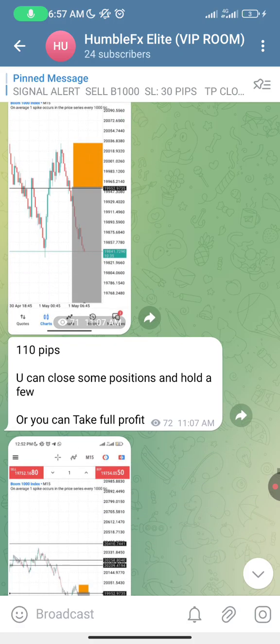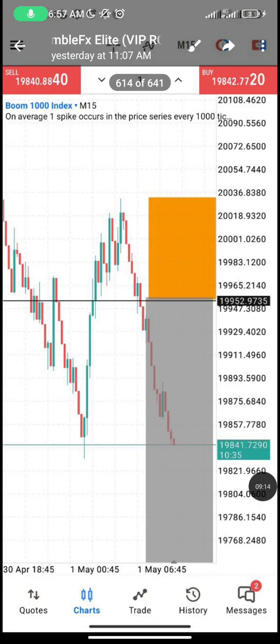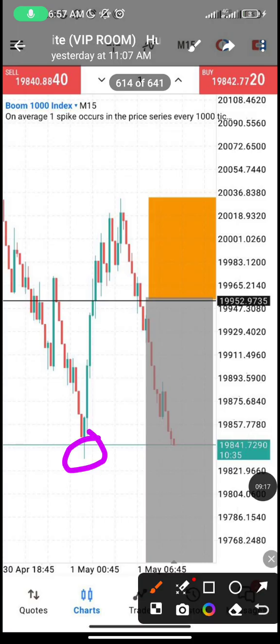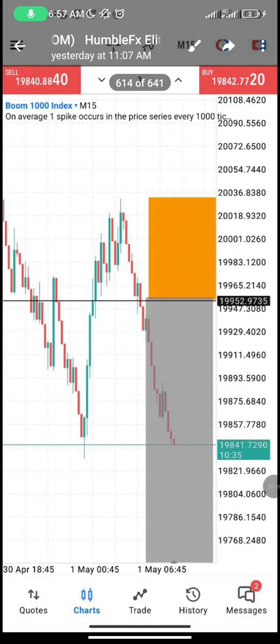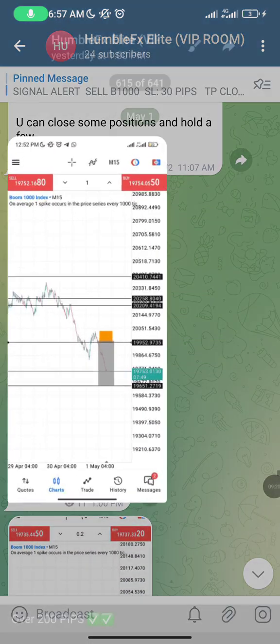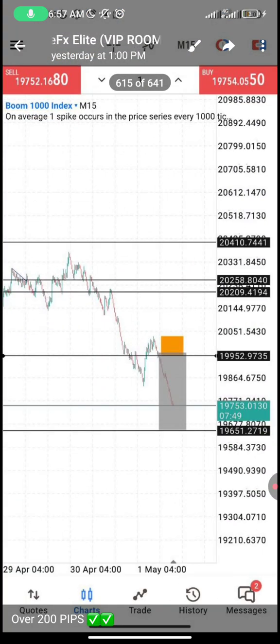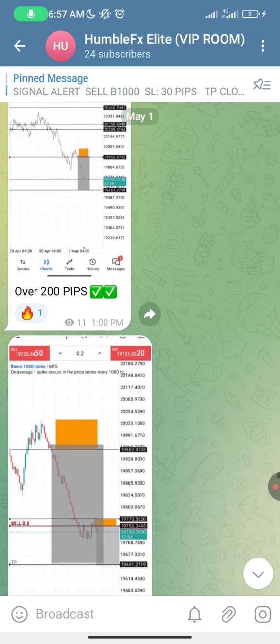So at this point, I was telling them to close some partials because of this level here. It can be effective, but price broke out without listening to anybody. Price came here and broke everything. So that was our final TP right there, but the price did not get there. It has to range, and then we have to find another position.